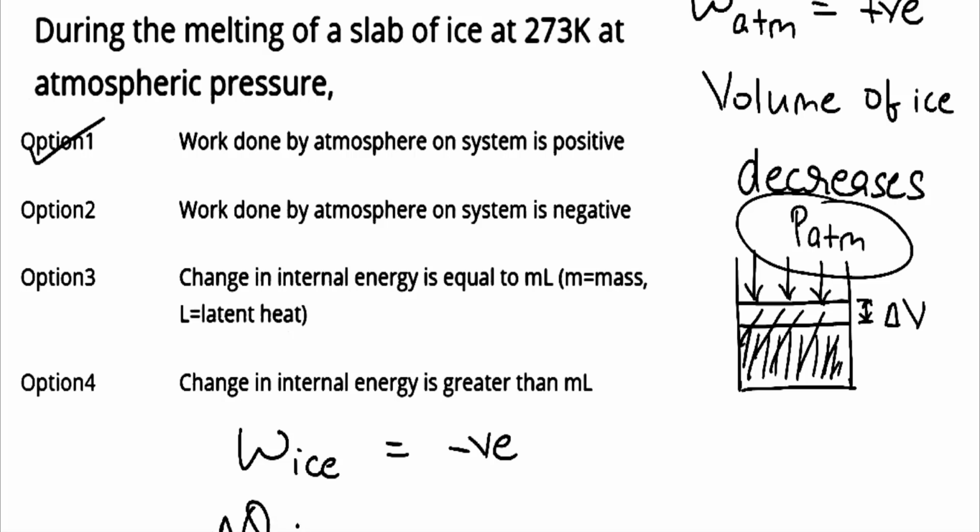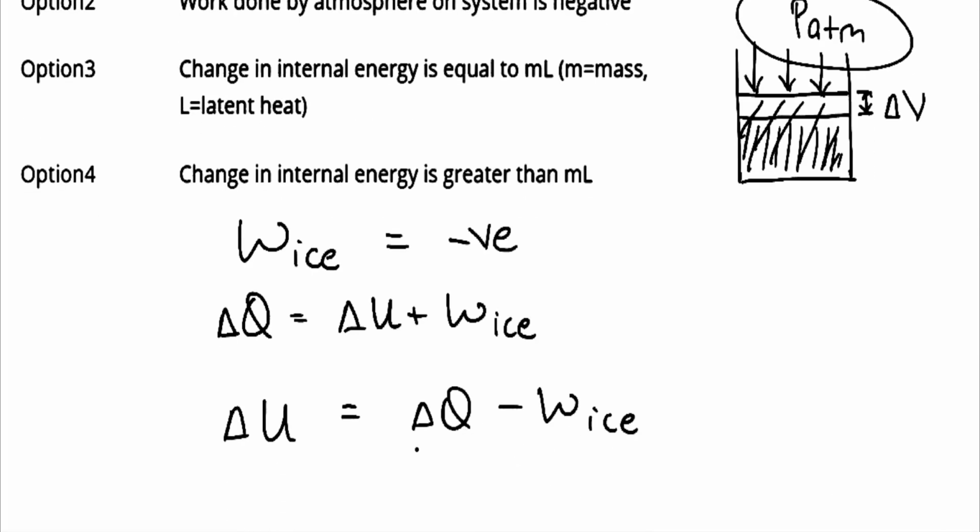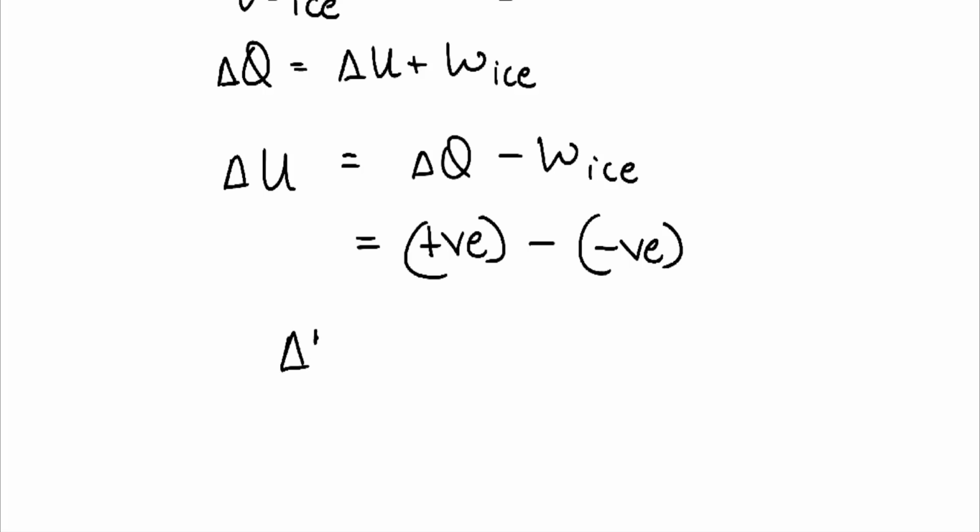Therefore, we know that delta Q is equal to delta U plus W ice. If we take ice as our system, then delta U will be equal to delta Q minus W ice, and delta Q will be positive because heat is added to the ice, and W ice has a negative value. So negative negative becomes positive, therefore delta U will be an overall positive value.